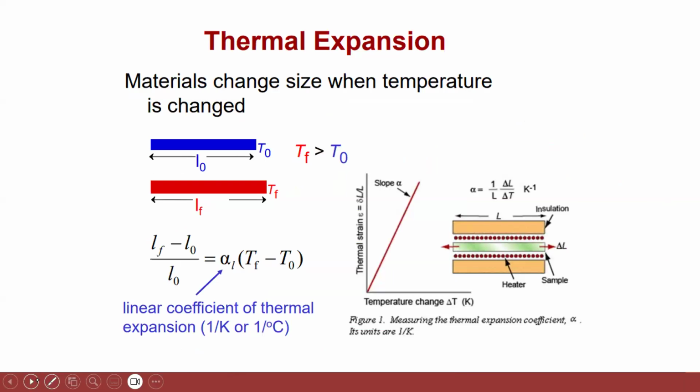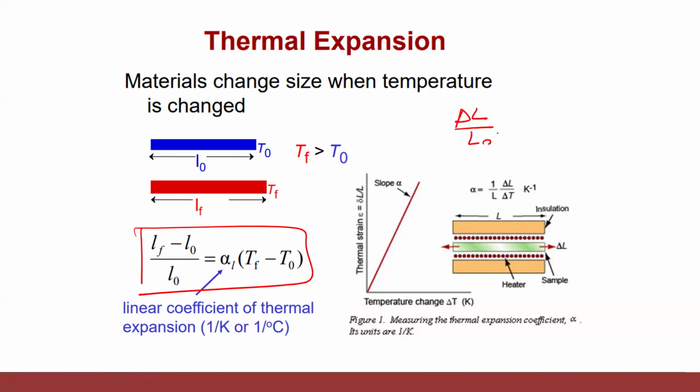The next one is thermal expansion. Materials, as I mentioned at the beginning, will expand when we increase the temperature, and will contract when we decrease the temperature. So the equation is this one: the change in length divided by the original length equals the linear thermal expansion coefficient times delta T, the change in temperature.